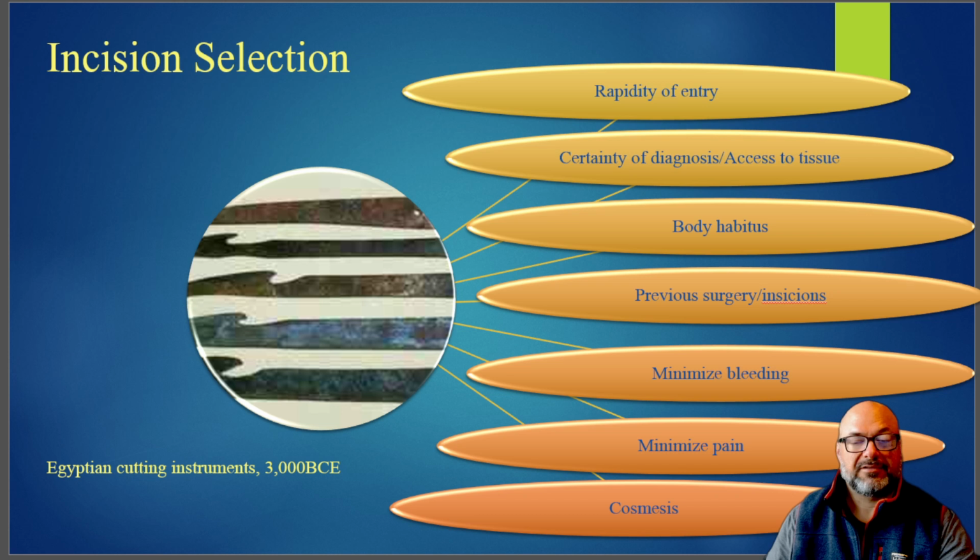When it comes to the selection of what type of incision we're going to use, we've got various factors that play into it. One of them is rapidity of entry. How quickly do you need to get in? For the most part, people think of midline vertical incisions as being the fastest way to enter the abdomen.